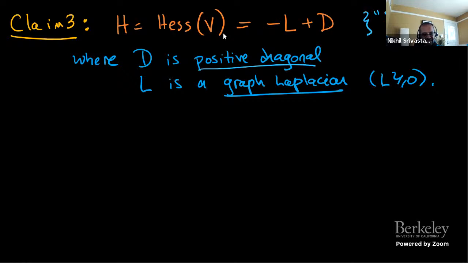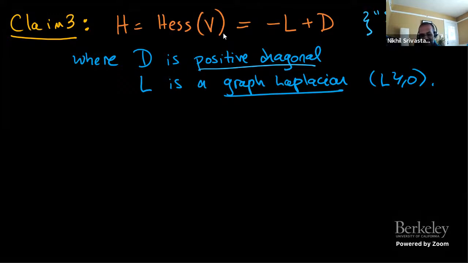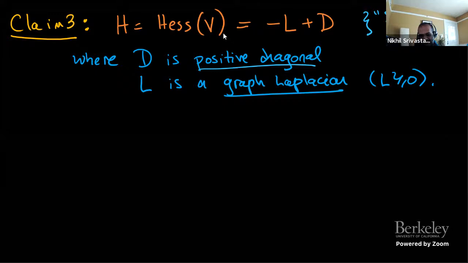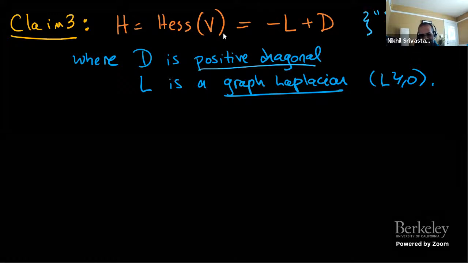The observation is that this Hessian, if you actually calculate it, has an additional useful structure, which is it's equal to negative a graph Laplacian plus a diagonal matrix. If you know what a graph Laplacian is, it's a special kind of adjacency matrix of a graph. And the important property of a graph Laplacian is that it's positive semi-definite. If you just write out what the entries of this Hessian are, you will observe that it's equal to negative a graph Laplacian plus a positive diagonal matrix. This is sometimes called a Schrodinger operator in, I guess, physics.